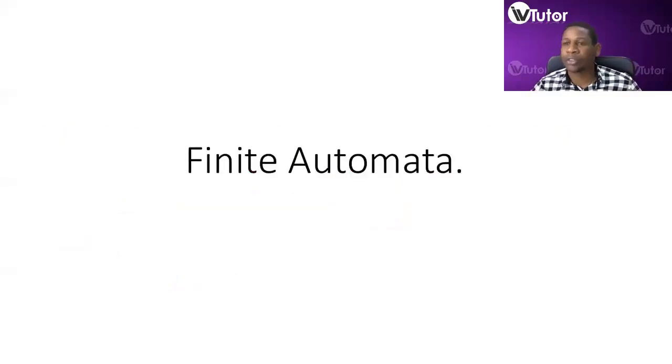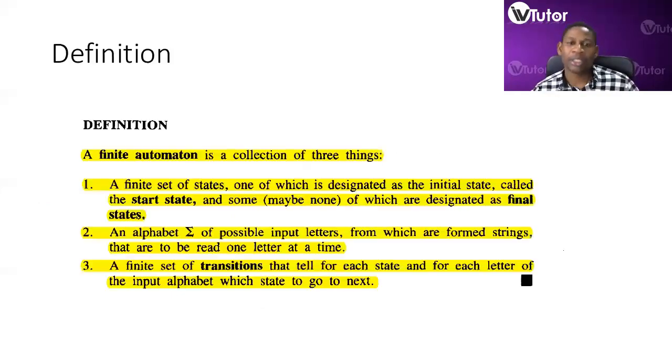Now, let's look at finite automata. What is the definition of the finite automata? A finite automata is a collection of three things. Number one, a finite set of states, one of which is designated as the initial state, called the start state, and some, maybe none, which are designated as final states. So we've got initial state, we've got final state, and then we've got non-designated states or generic states. That's the first one. Secondly, an alphabet of possible input letters from which are formed strings that are to be read one at a time.